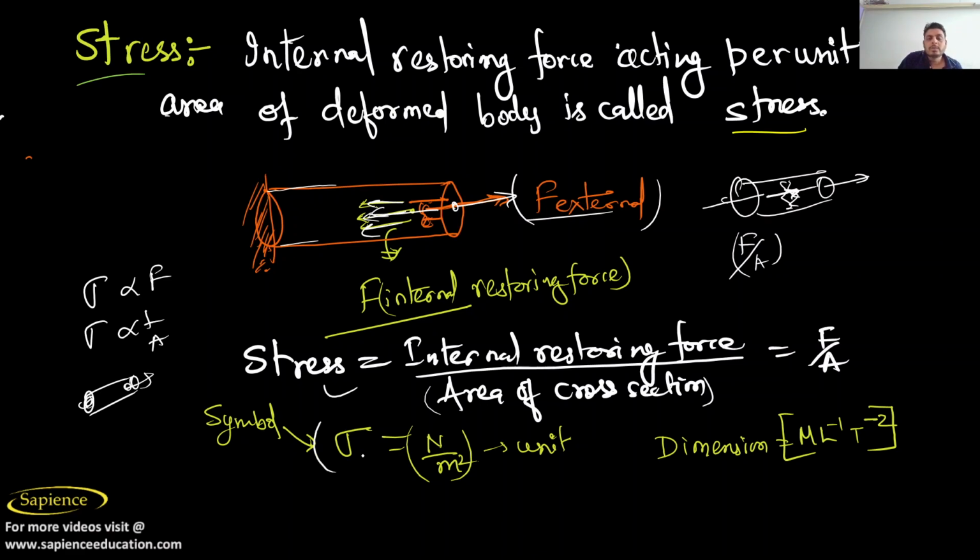And the symbol, you should try to use sigma as the symbol of stress. And the unit is what? Force by area, so that is Newton per meter square. And if you go for the dimensional formula, this will be ML^-1 T^-2. So again I am telling you what is stress. Stress is your internal restoring force by area of cross section. What type of restoring force?